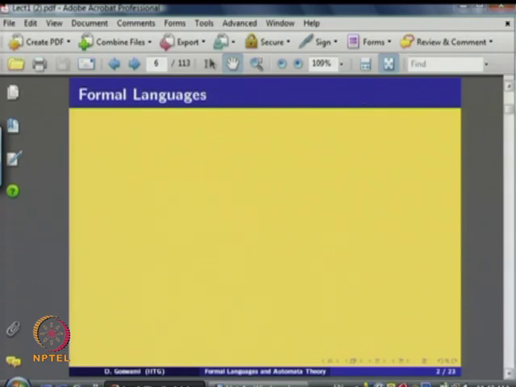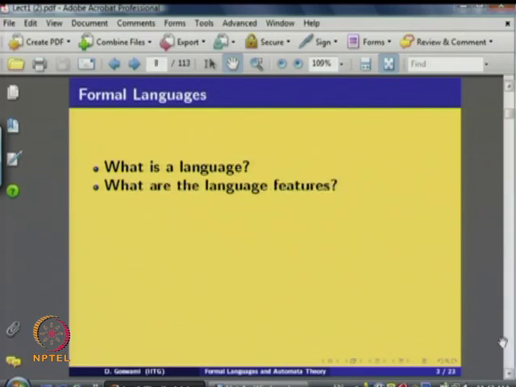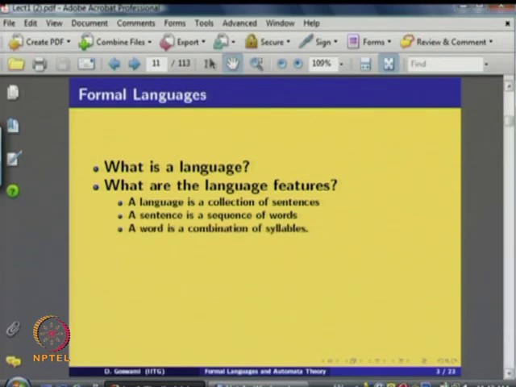First, we will see what are the various features, common features across different languages, because while discussing the languages, we need to consider different kinds of languages like natural language, programming languages and so on. So, what are the various features of a language or common features across the various languages? We see that a language is a collection of sentences. A sentence is a sequence of words, and a word is a combination of syllables.